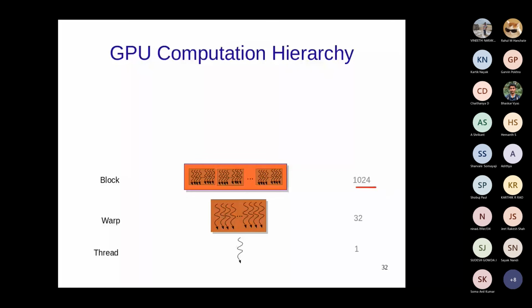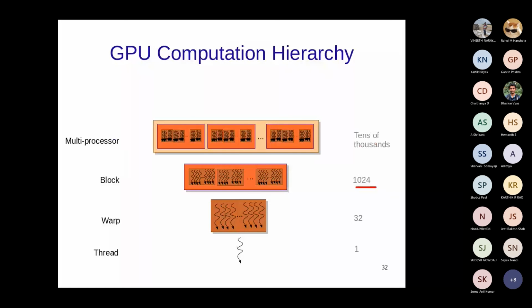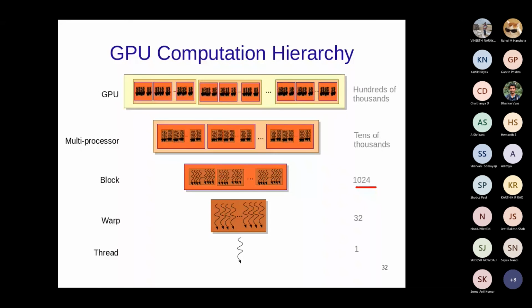Multiple blocks might get assigned to a streaming multiprocessor. And a streaming multiprocessor can be running tens of thousands of threads at any point in time, but not simultaneously, in a time multiplexed manner. A particular GPU is composed of multiple streaming multiprocessors, maybe 16 or 20 and so on. And therefore, a GPU can actually run hundreds of thousands of threads, or even millions of threads, in a time multiplexed manner. So this forms the overall computation hierarchy on the GPU. Any questions on any of these parts?